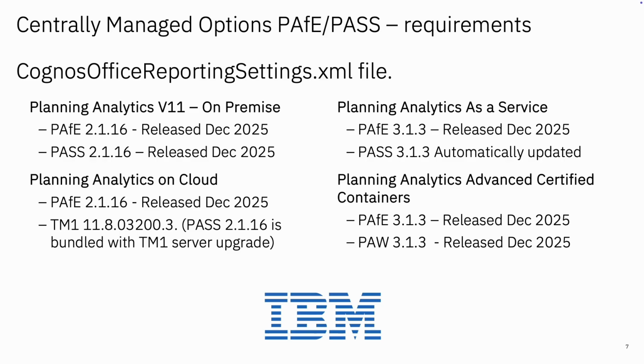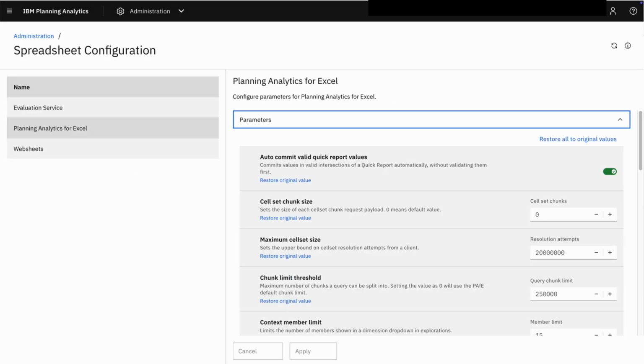The December release brought capabilities to centrally control the contents of the Cognos Office reporting file, which historically required changes on each user's PC. You'll find parameters to change some of the limits within Planning Analytics for Excel. The values shown are the current defaults.